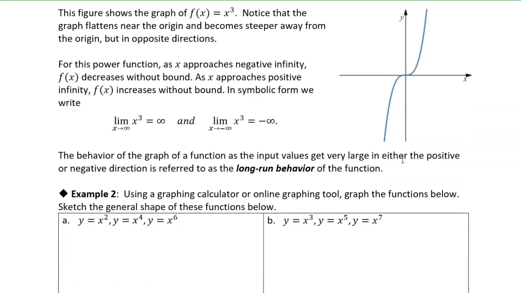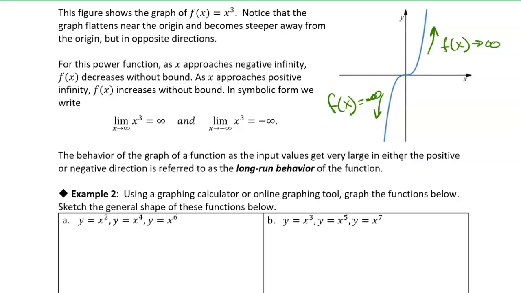And so we can do the same thing. Here's x cubed. And in this case, you can see that as x gets larger and larger, f of x goes to positive infinity again. But in this case, as x gets more and more negative, f of x goes to negative infinity. All right, that's negative infinity, because it becomes more and more negative. All right, so that's the idea of long-run behavior.